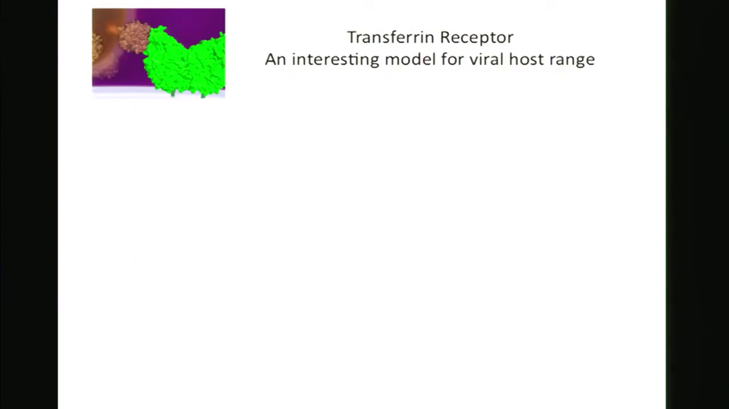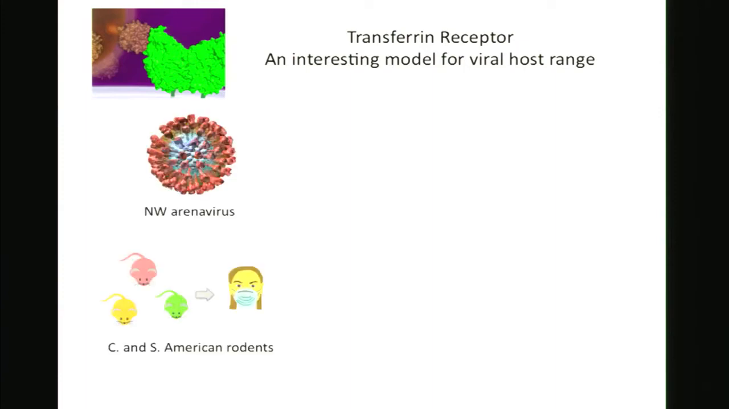So we've developed transferrin receptor as a model for host range, and it turns out this is an incredibly interesting model because the viruses that use it have very different patterns of host range in the wild. The first family of viruses that exploits transferrin receptor are the New World arenaviruses. You have these in California, by the way. These viruses infect various rodent species, mostly found in Central and South America.